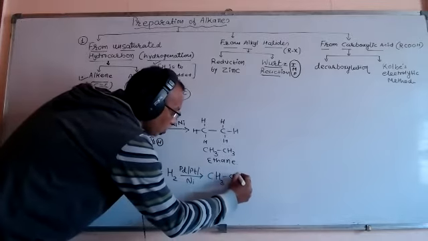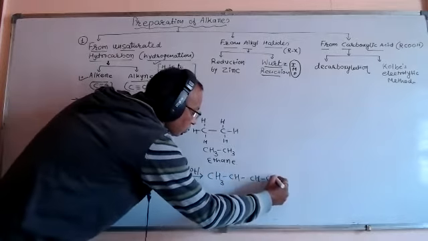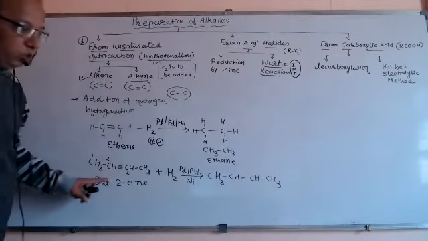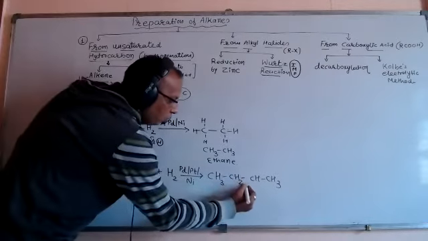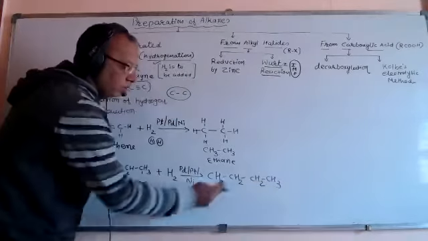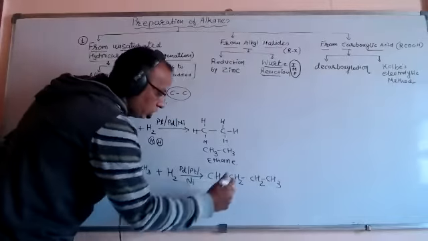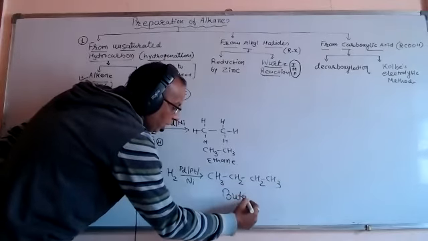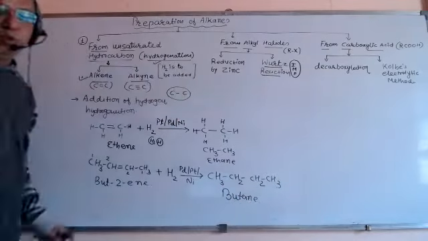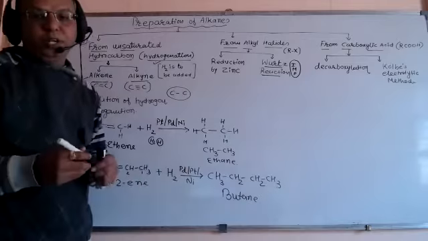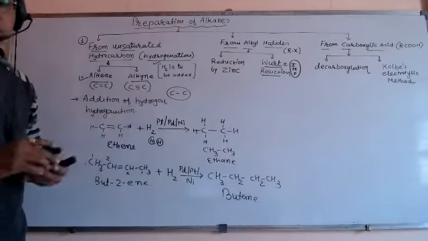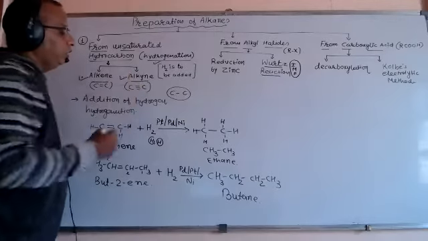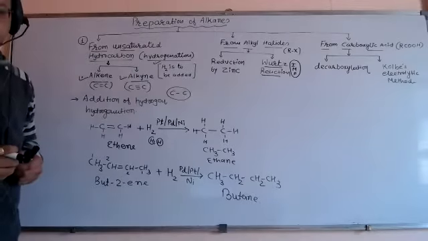So CH3, CH3. Instead of the double bond, when we are adding hydrogen here, this will be CH2, this will be CH2. One hydrogen added to each carbon. 1, 2, 3, 4. That is called butane. So from butene, butane is obtained in this method. This is hydrogenation. One more reaction from alkyne to alkane.